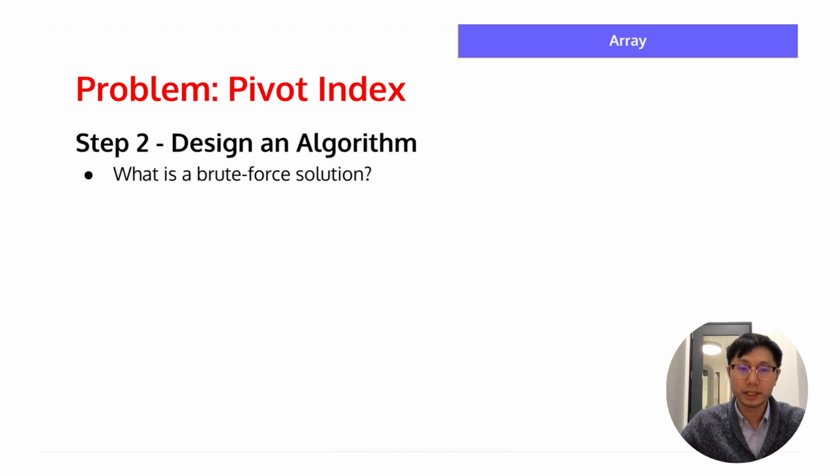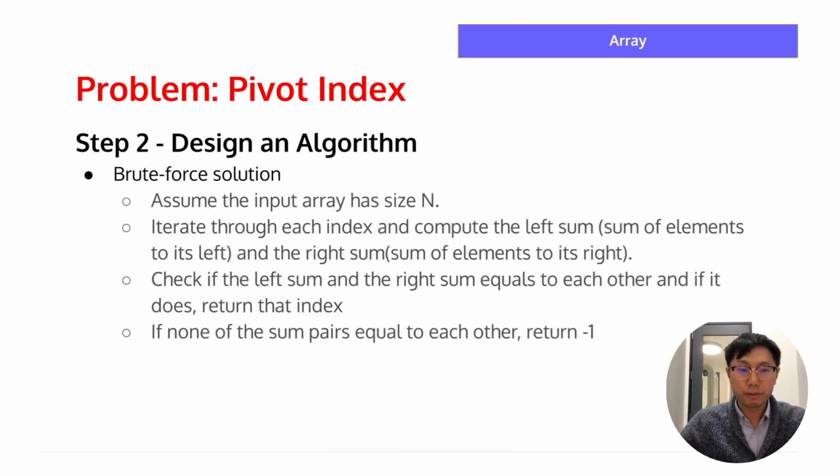Step 2 is to design an algorithm. Here we want to start off by asking, what is the brute force solution? Here, the brute force solution is that we can assume the input array has size n. We can iterate through each index and compute the left sum, which is the sum of elements to its left, and the right sum, which is the sum of elements to its right. Then we check if the left sum and the right sum equal each other. If they do, we return that index. And if none of the sum pairs equal each other, then we return -1.